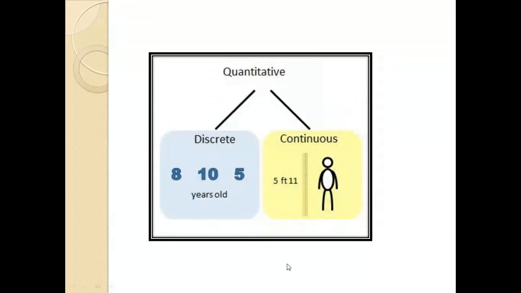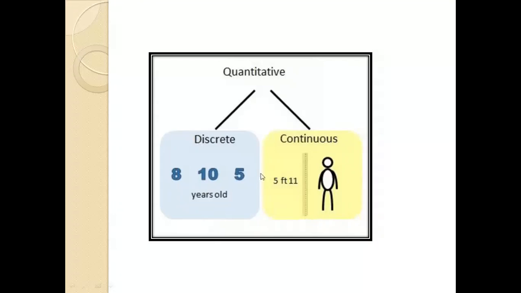Here we see the diagram of discrete and continuous data for better understanding. Like 8, 15, 10 or 8, 10, 5. Consider many more like 3, 5, 7 are whole numbers. That is an example of discrete data.